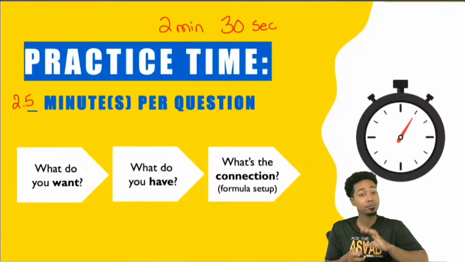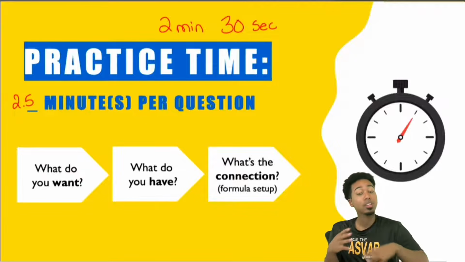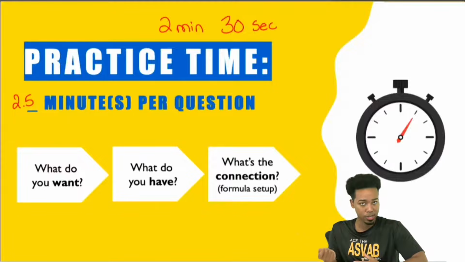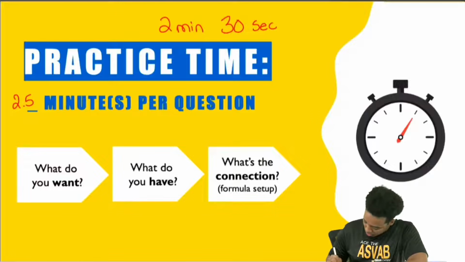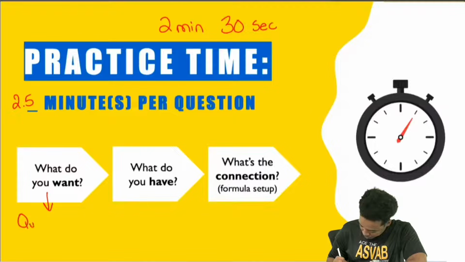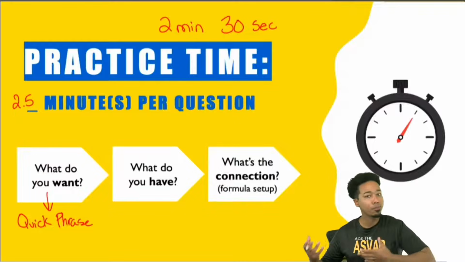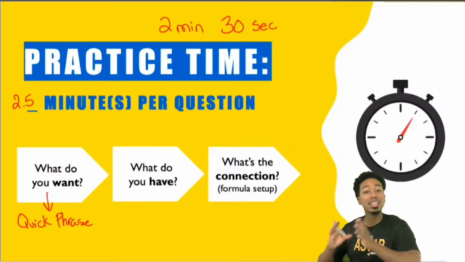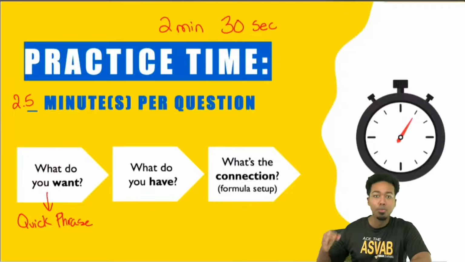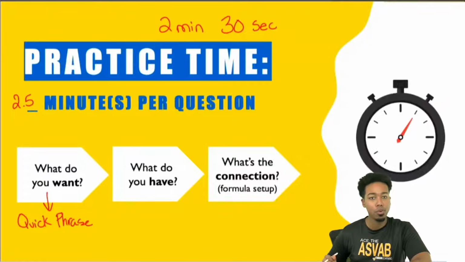Now, what I expect is this. I expect you to go through your progression. What do you want? What do you have? What's the connection? I expect you to do exactly as we did. Write a quick phrase down for the question sentence. That's step one. Use a quick phrase or an equation like Michael equals blank money, or Michael has blank dollars. Either way, write it down instantly. Represent what you're looking for.